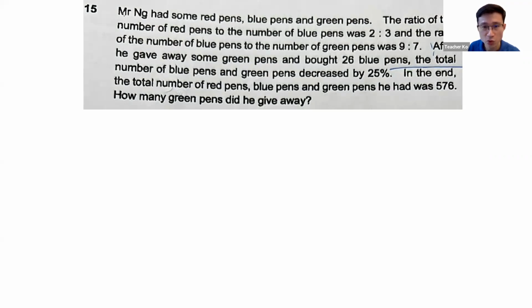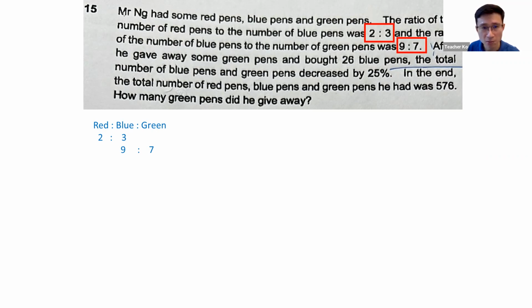So the first thing we want to do is to write down the ratio that they have given us. We know that red to blue is 2 to 3, and blue to green is 9 to 7. So I'm just going to write it down here. Since I know the number of blue pens is the same, whether in the first case or the second case, I want to make the number of units for the blue pens the same.